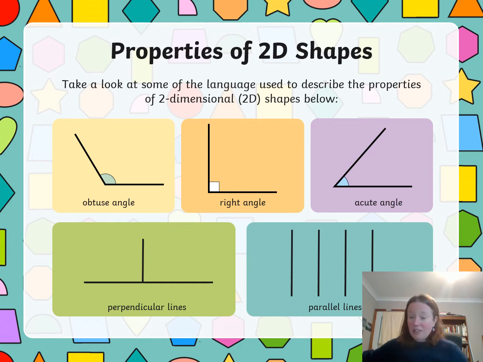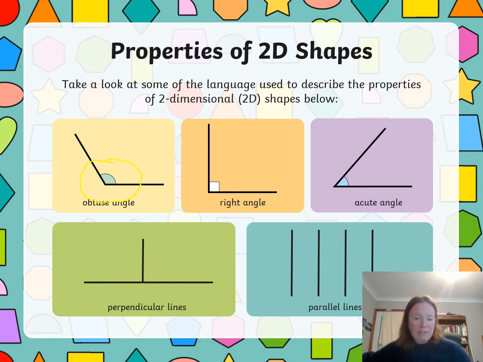So some of the other things that we might think about are the different angles within our shape. So here we have some angles. Now we haven't covered angles this year, but I know that you will have done this in previous years, so remind yourself of the different kinds of angles that we have. Over here we have an obtuse angle. Now obtuse means that it is greater than 90 degrees, but smaller than 180 degrees.